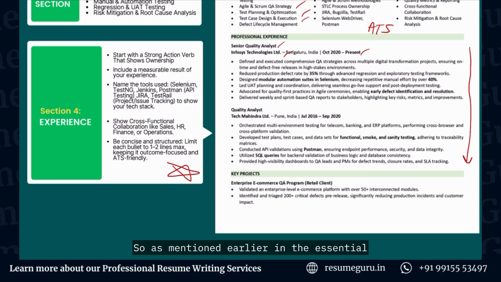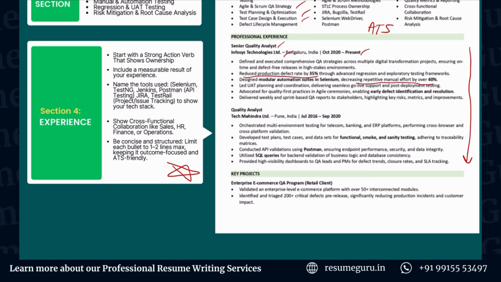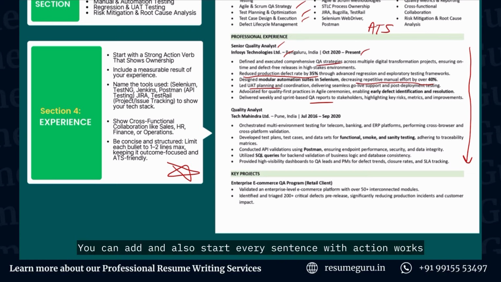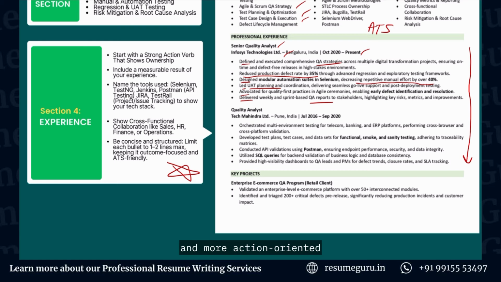So as mentioned earlier in the essential things, you have to add numbers and metrics wherever you can. So things such as reduced production defects by 35% or decreased repetitive manual effort by 40%. Keywords such as QA reports, QA strategies, UAT planning, things like that you can add. And also start every sentence with action verbs such as delivered, advocated, led, designed, defined. So this makes your resume sound a lot better and more action oriented.